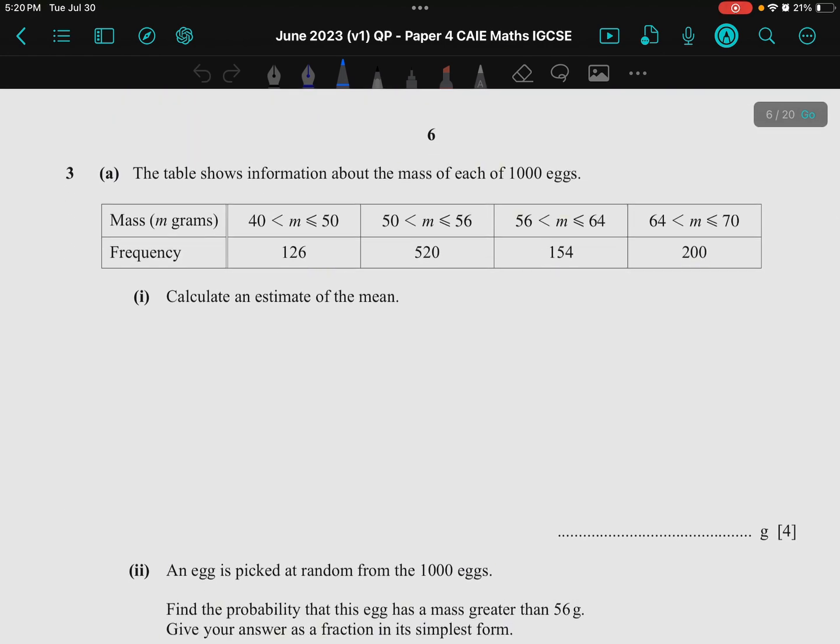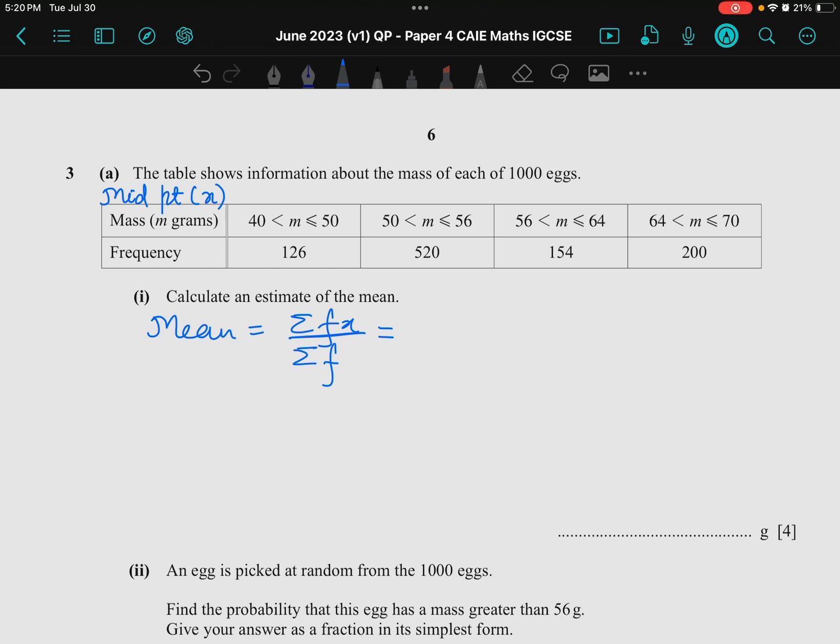Question number 3. The table shows information about the mass of each of 1000 eggs. The mass in grams and the frequency are given in the table. Calculate an estimate of the mean. What is the formula for mean? Mean is equals to summation fx upon summation of f. Summation means total. So for fx, first you have to find the midpoint. So finding the midpoint here, represented by x.